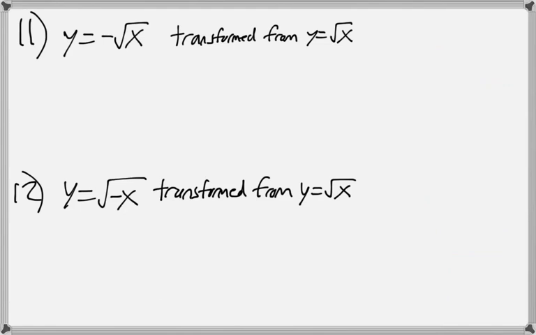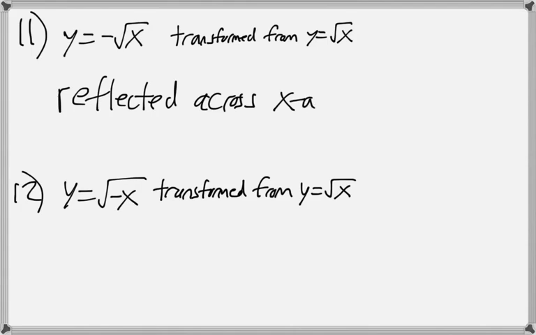Number 11, we have negative square root of x. So because the negative is on the outside, that means that this is reflected across the x-axis. So if your graph looked like that for your original, and you graph the other one, it would look like that. So it's just taking a copy and reflecting it.